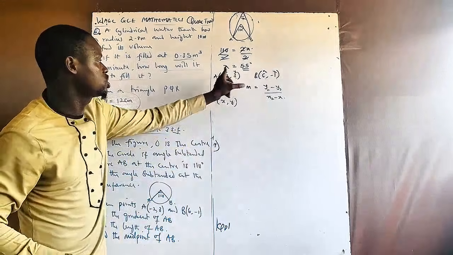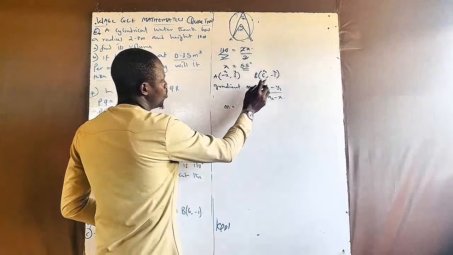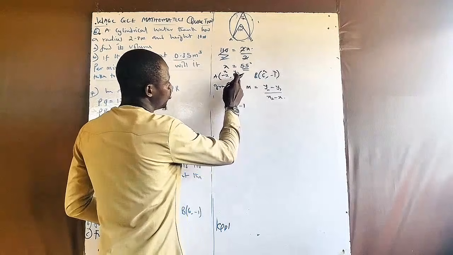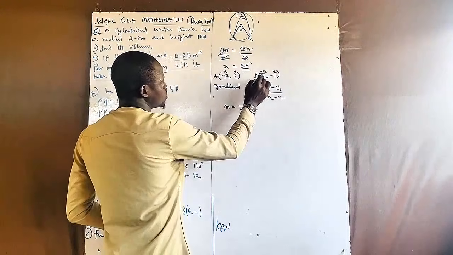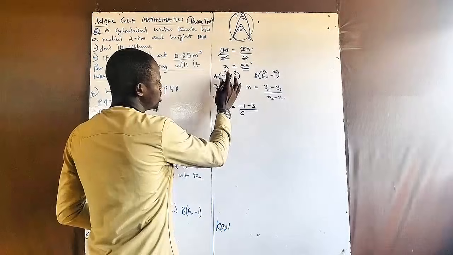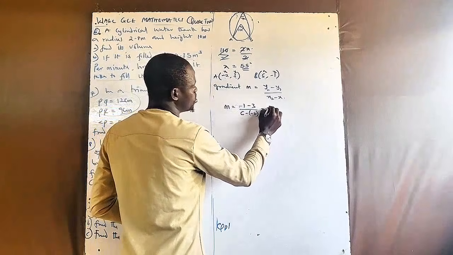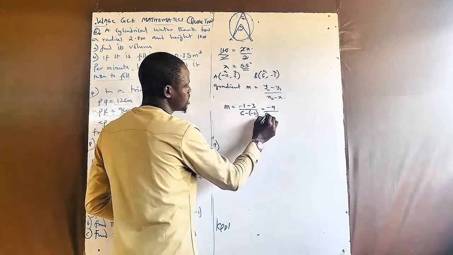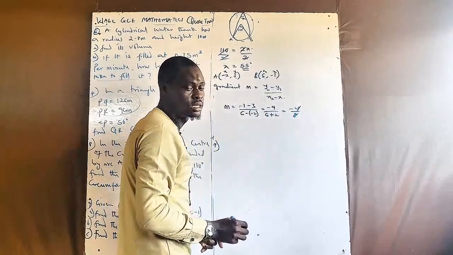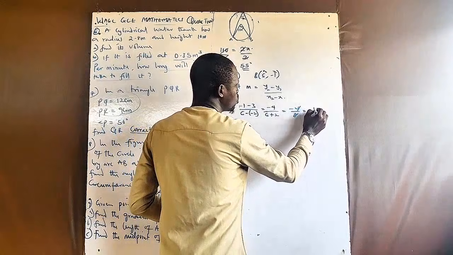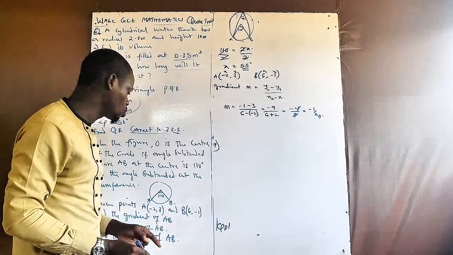Substituting each of them in this equation, I'll have my gradient m equal to y2, which is -1, minus y1, which is 3, so that means -1 minus 3, over x2, which is 6, minus x1, which is -2. That gives me -4 over 6 plus 2, which is -4 over 8. 4 cancels this, and I'm going to have -1 over 2. So the gradient of the line is -1 over 2.